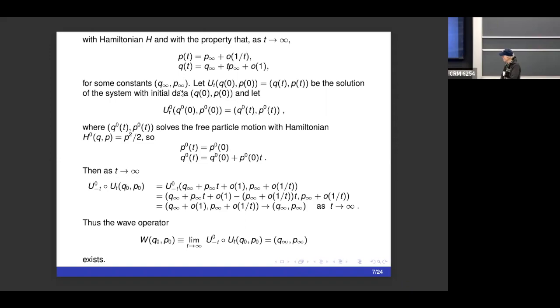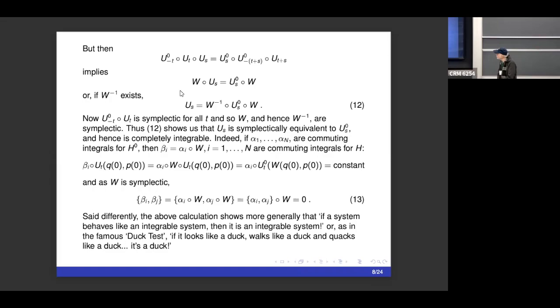So in other words, the composition of U_0 minus t and U_t converges, and that's the wave operator. If you just remember that U_t is a group, U_{t+s} equals U_t composed with U_s, you just write it down as I have written down on the top there. And then in that relationship, you let t go to infinity. What you have is that the wave operator W composed with U_s is equal to U_0 of s composed with W. And then you remember that because you're dealing with Hamiltonian systems, U_t and U_0 minus t are symplectic. So their composition is symplectic. And hence, in the limit, it is symplectic.